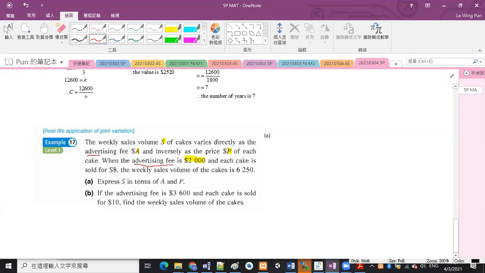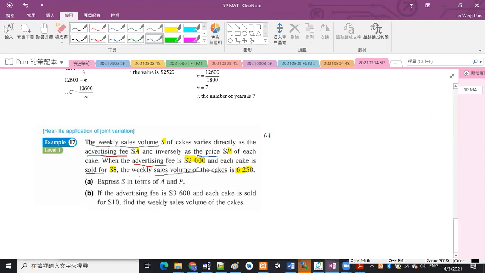Okay, so the advertising fee is denoted by A. Can you see this? And then we have the $8. The cake is sold for $8, which means that it is the selling price. Then the weekly volume of cakes is 6,250, which is the weekly sales volume of cakes. This 6,250 is the weekly sales volume, S.